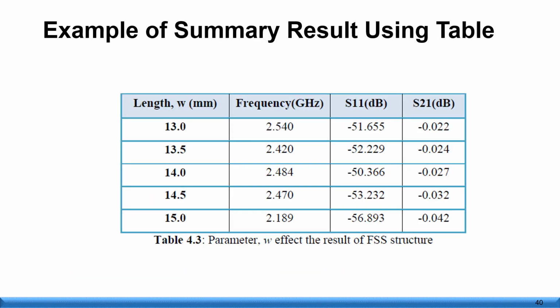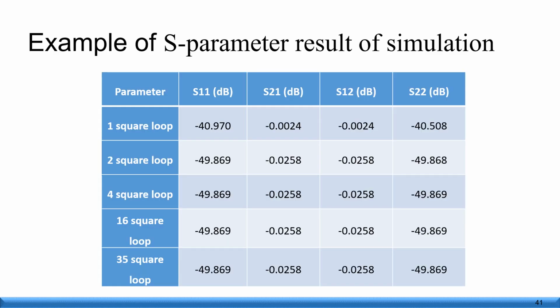You also can summarize the result using a table. You can see that when the length of W is increasing, what happened to the resonant frequency, and what happened to the S parameters S11 and S21. So you can summarize the graph in a table as well.